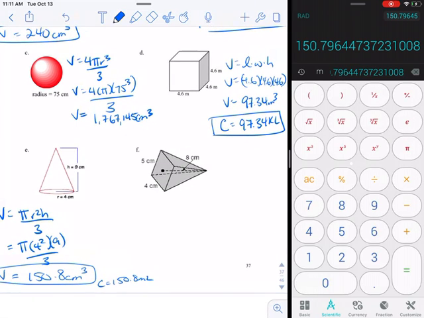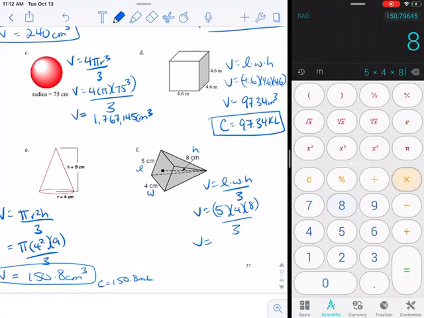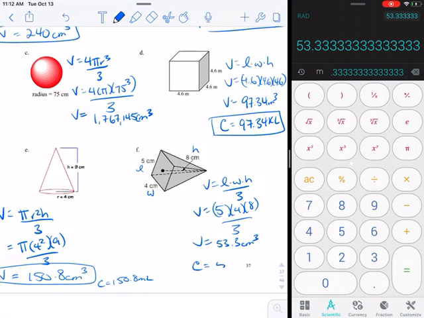Okay. Volume is length times width times height divided by 3. So length, width, and height. So 5 times 4 times 8, but divided by 3. 53.3 centimeters cubed, which is the same thing as 53.3 milliliters.